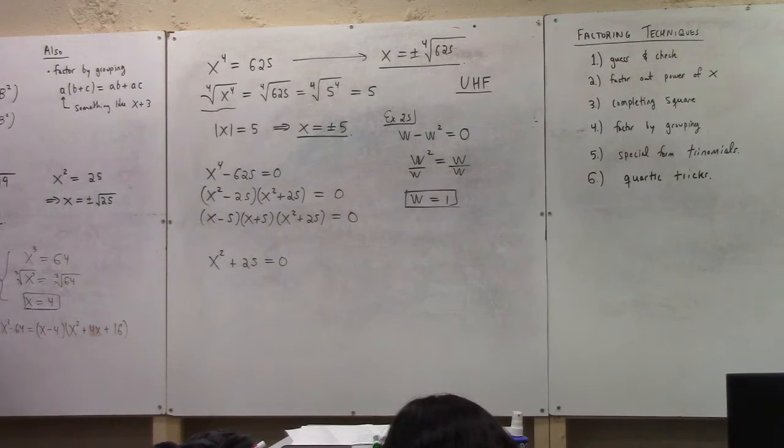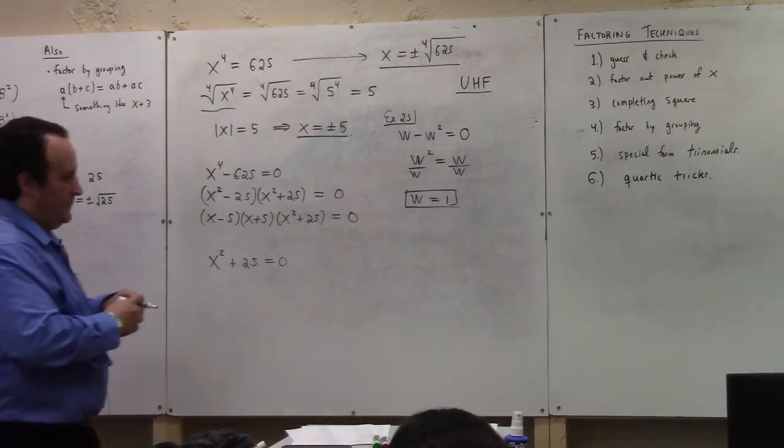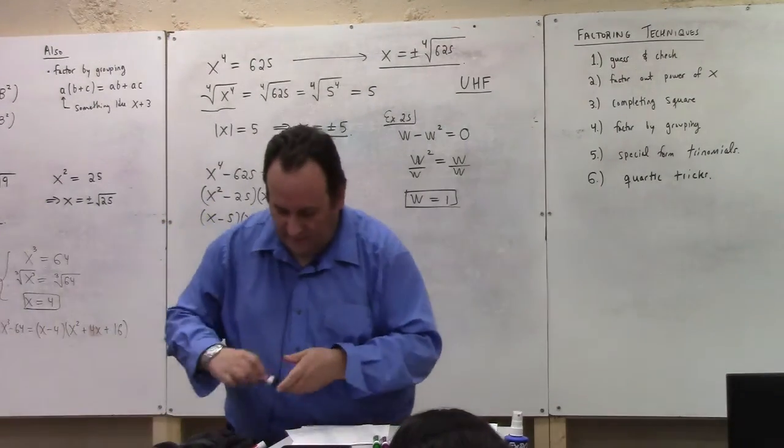There are no real solutions to that, because you can't have a real number squared plus 25 equal to 0. You just can't do it. The solutions are actually imaginary. So I only found one solution. Actually, we're missing something. And the reason we're missing something, well, let's see if we can understand why that is.